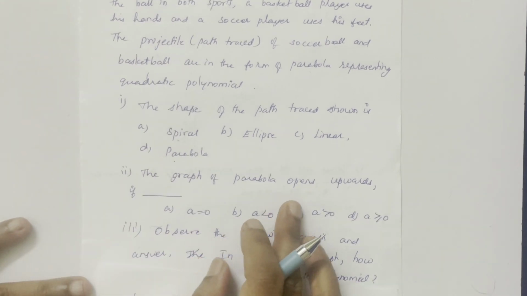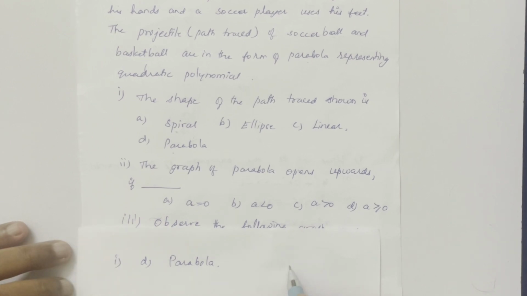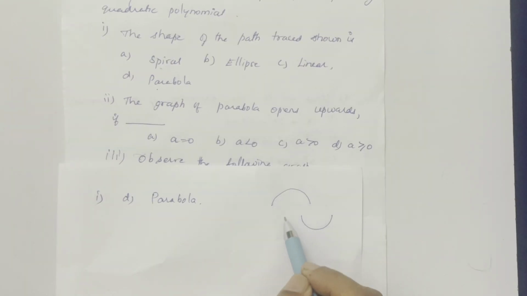The graph of a parabola opens upward. Parabola means curve. Either it may be like this or like this. It may be opened upward or opened downward. This is open downward, this is open upward.